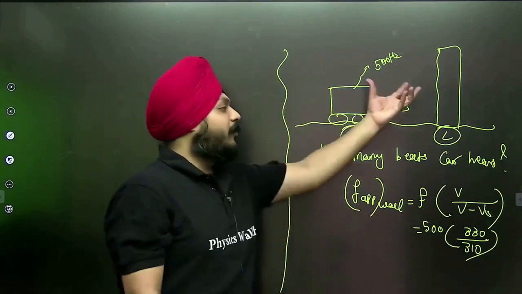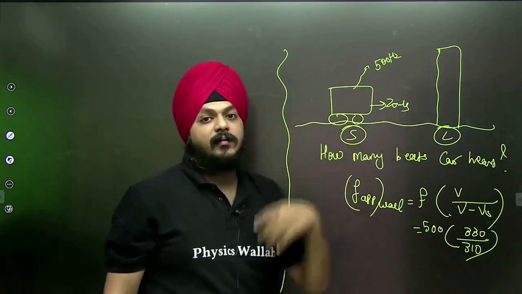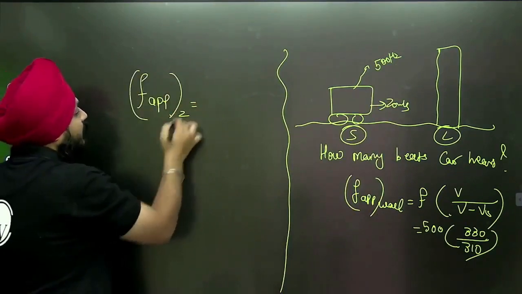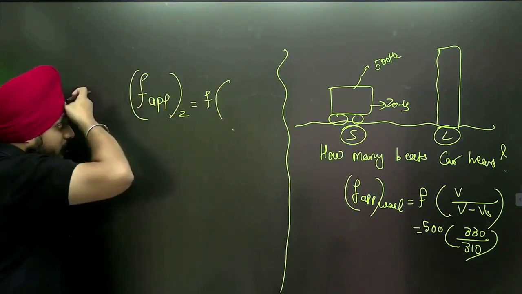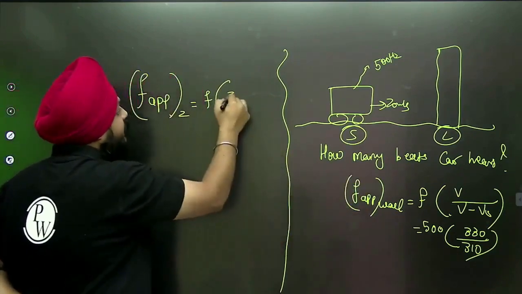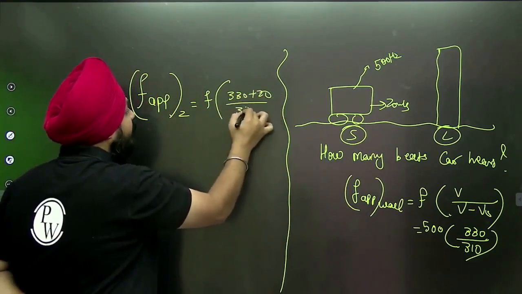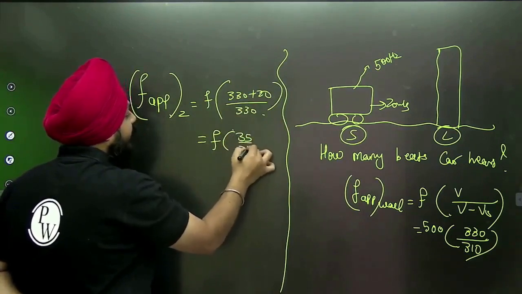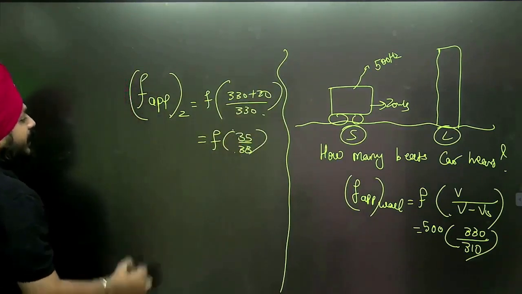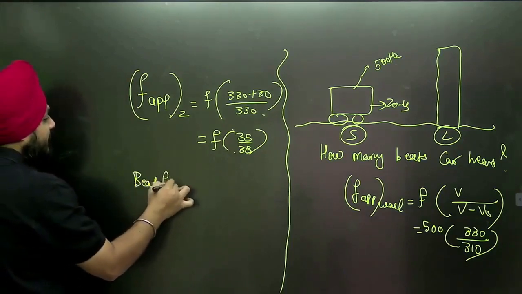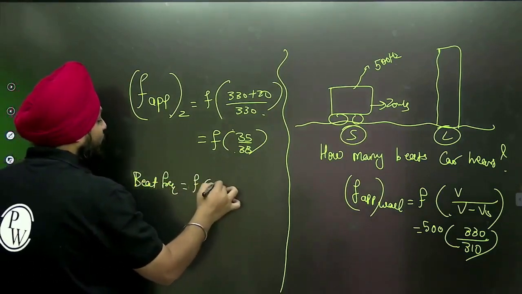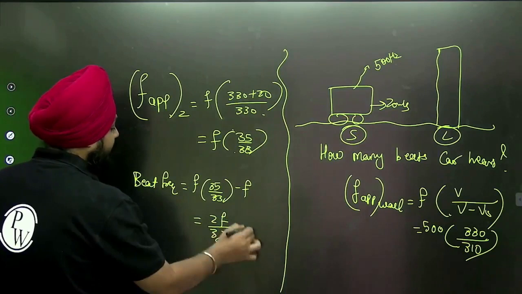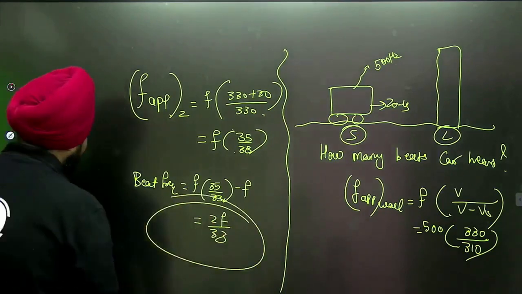Now whatever the wall takes, it releases, right? So now what is the F apparent 2 heard? That is equal to F times 330 plus 20 whole divided by 330, so it is F into 35 by 33. What is the beat frequency? That is F into 35 by 33 minus F. So it's 2F by 33, right? 2F by 33.